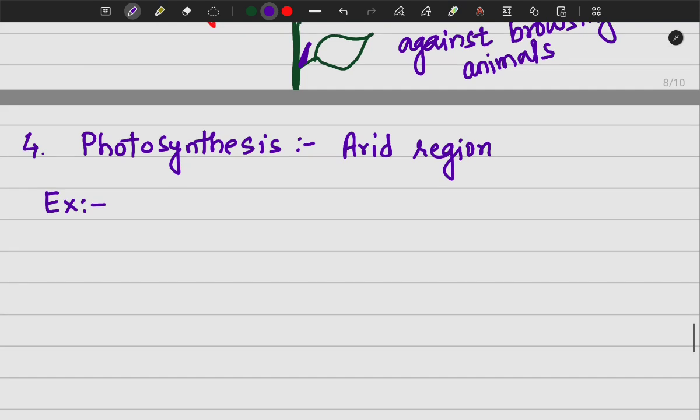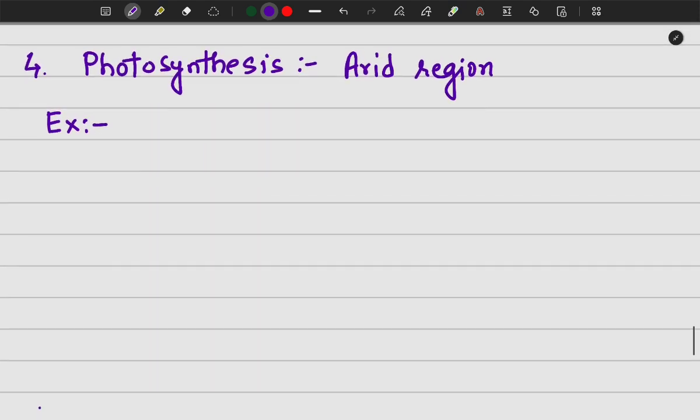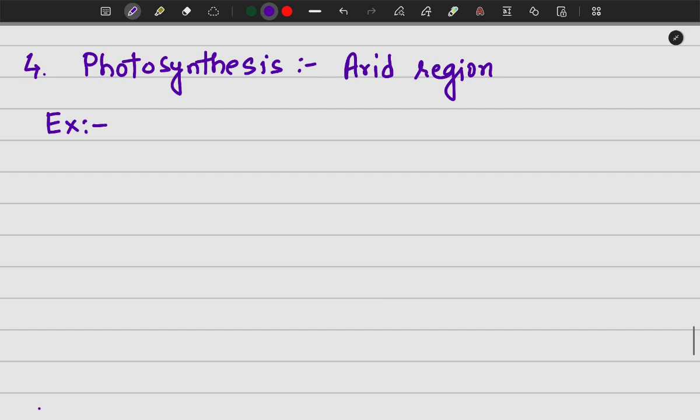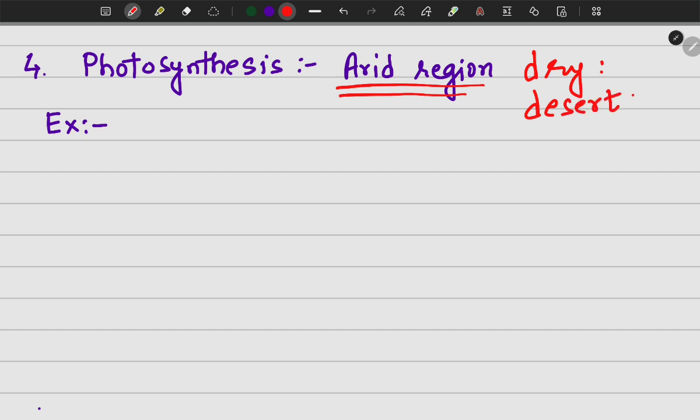Now let us move on to the next modification, that is photosynthesis. When a stem carries out photosynthesis, it is a type of adaptation which is found in the plants of the arid region or the dry regions. For example, in deserts where the temperature is very high and the climate is very dry. So the examples for these are Opuntia and Euphorbia.